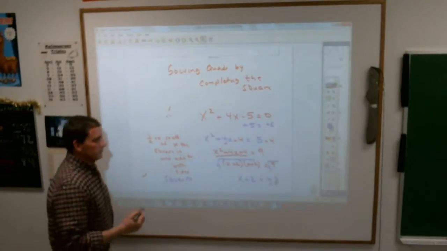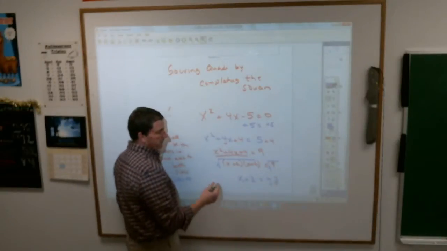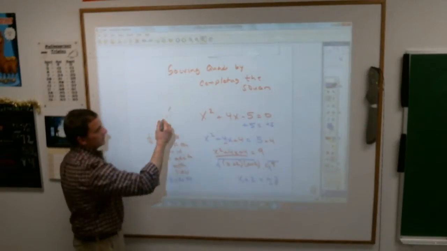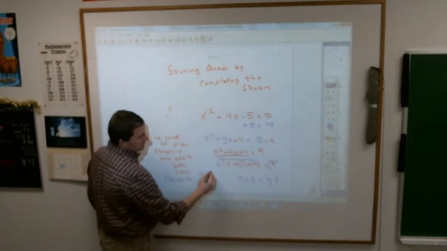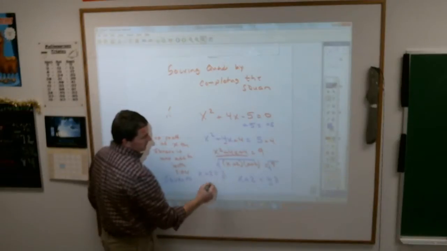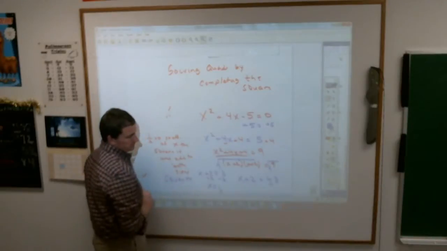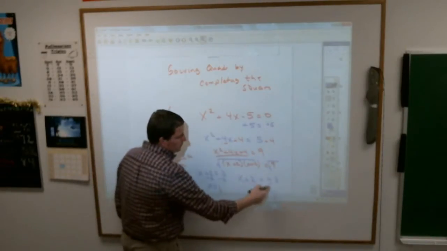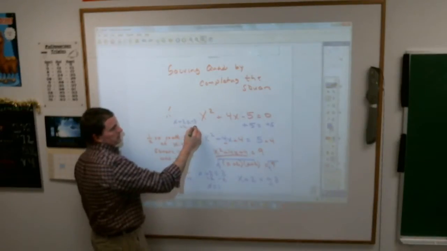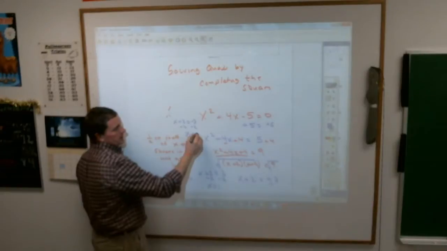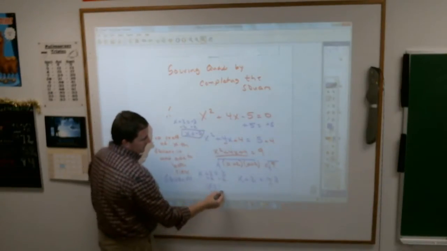So my two answers: to figure out what x is, I have to subtract this 2. One equation looks like this: x plus 2 equals a positive 3, which I subtract 2, so x equals 1. The other one is x plus 2 equals a negative 3, in which case I subtract 2, and x equals negative 5. So my two answers are negative 5 and positive 1.